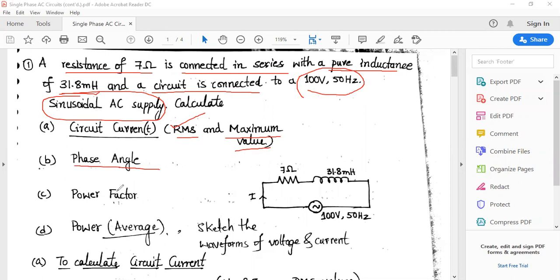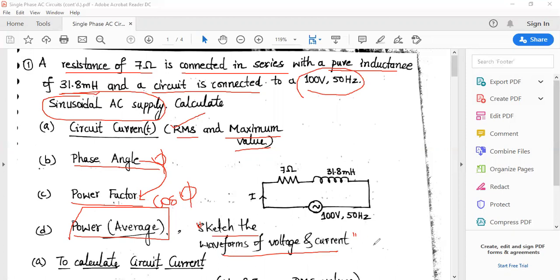Second one, phase angle. After calculating the phase angle phi, you can calculate the power factor as cosine of the phase angle. So cos phi is written as the power factor. Next, you have the average power, which is to be written, and the sketching of voltage waveforms and the current waveforms I'll leave to you. You have to sketch the voltage and current waveforms. It is similar to that of a series RL circuit.